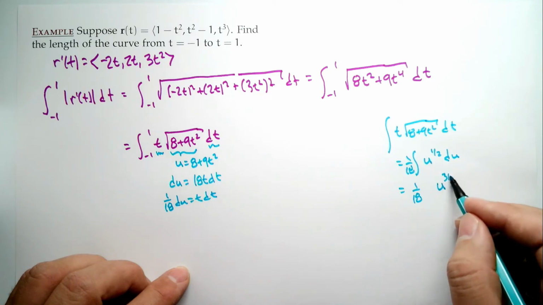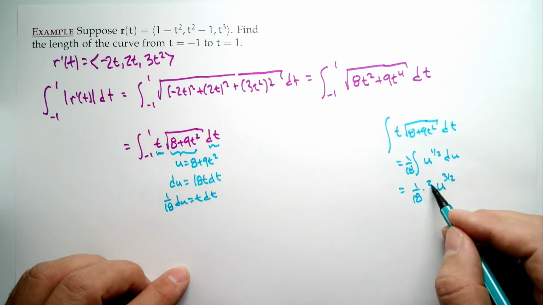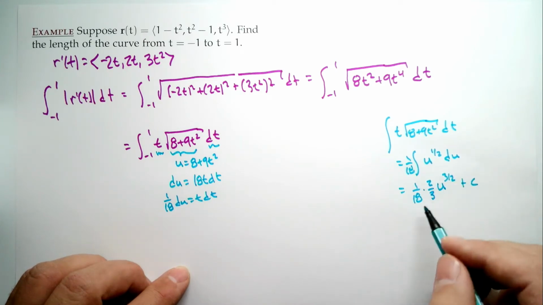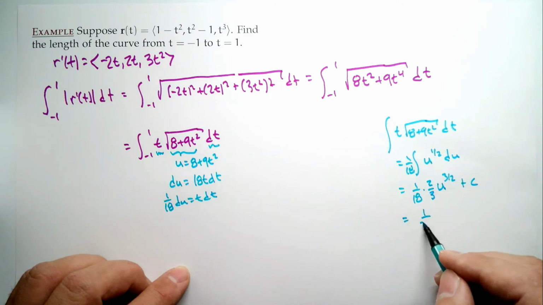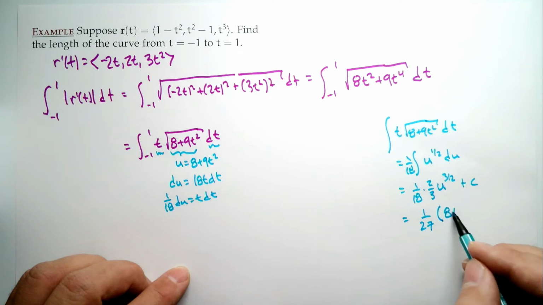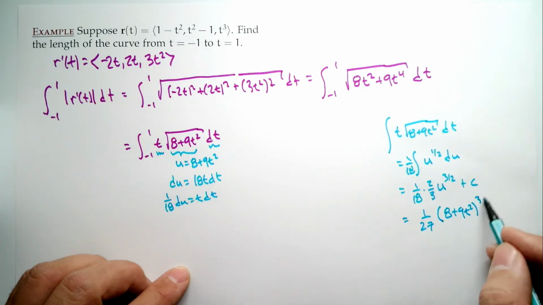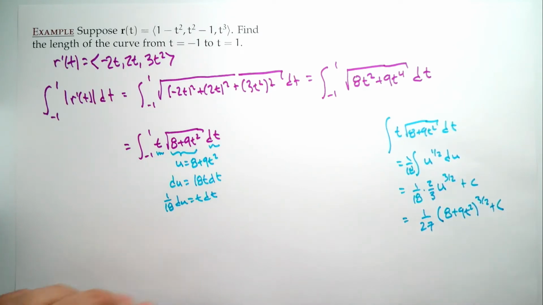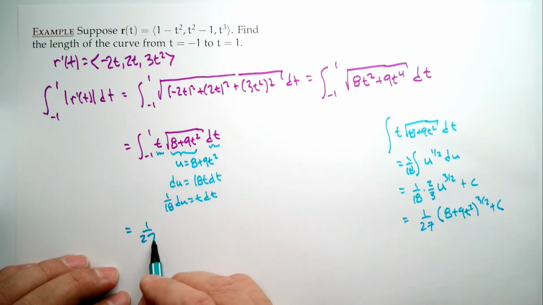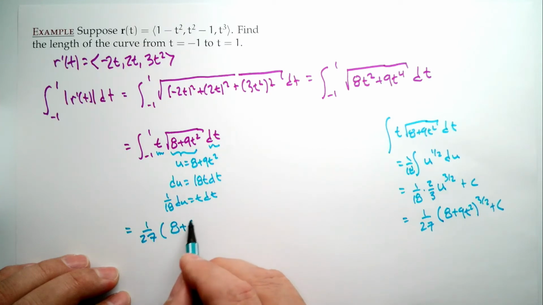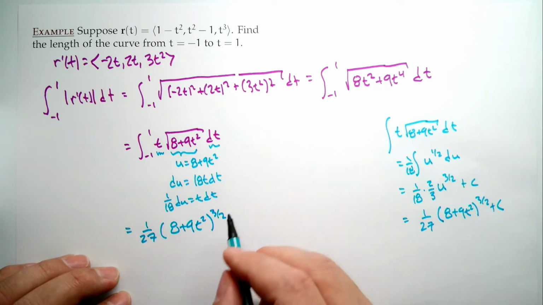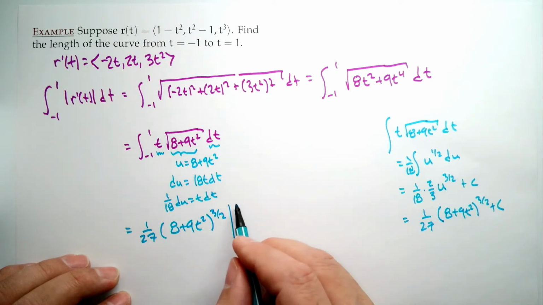U to the 3/2, and then you multiply by 2/3. All right. And then plus a c. And so that becomes 1 over 27 times u to the 3/2, but u, that's 8 plus 9t squared to the 3/2. Okay, so that says that this is going to equal 1 over 27, 8 plus 9t squared to the 3/2 power. Evaluate that from -1 to +1.